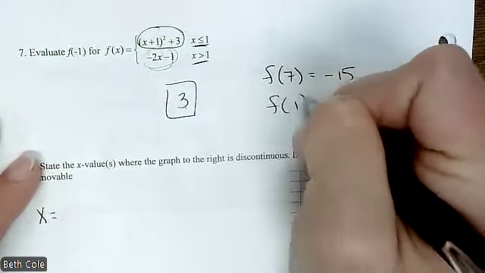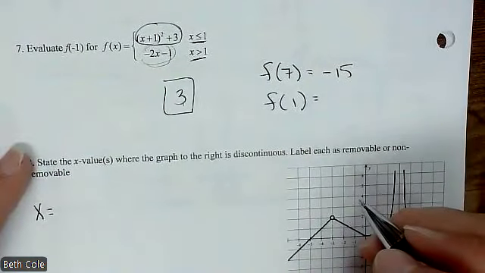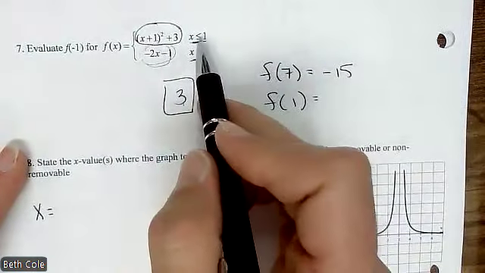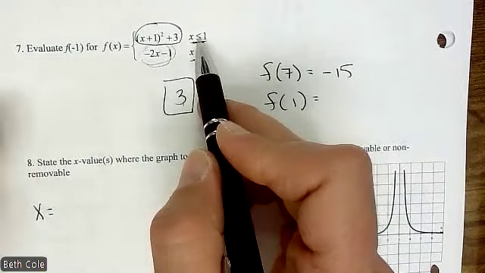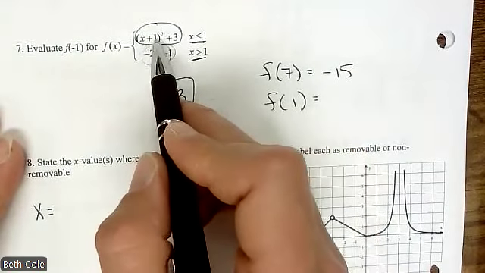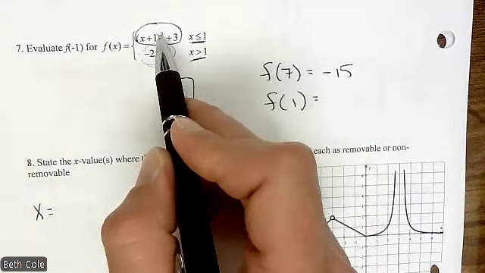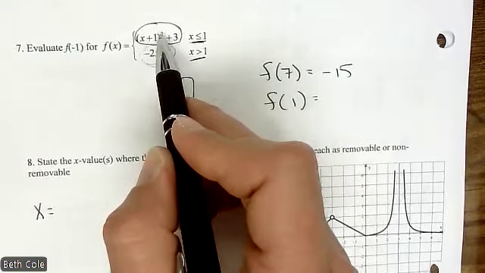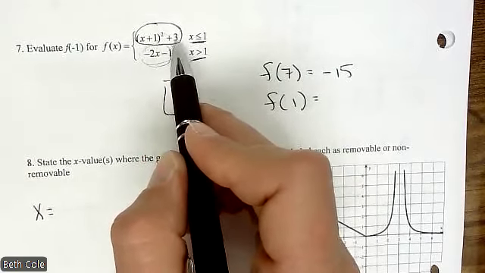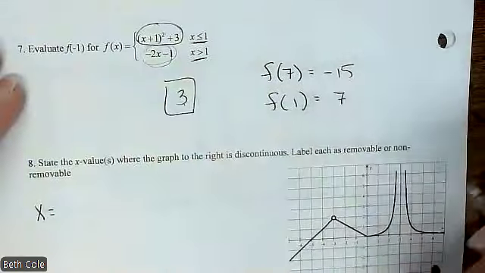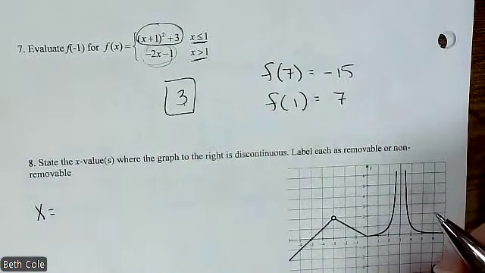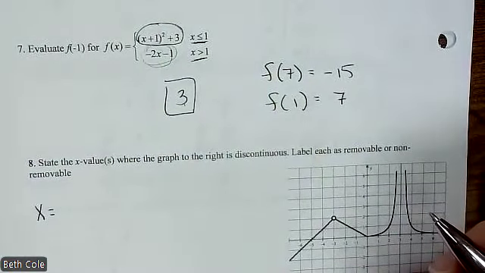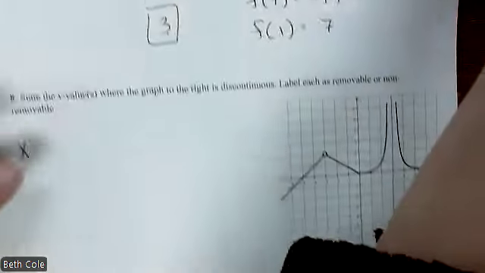How about if it was 1, everybody? Which one? Why would it be the top one? Because it has the equal to. So 1 plus 1 is 2, squared, 4 plus 3, 7. That was a good question. If somebody asks a question, don't start talking and ignore it. I want to answer it for everybody.